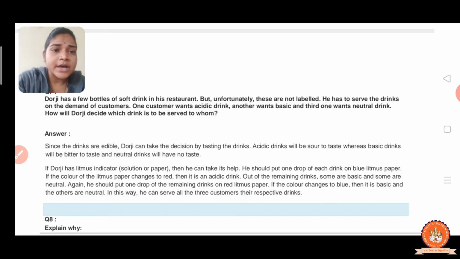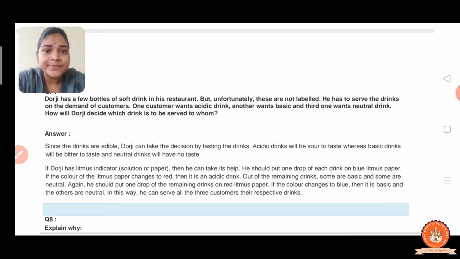See, unfortunately these are not labeled and he has to serve the drink on the demand of the customer. One customer wants an acidic drink, another one a basic drink, and one wants a neutral drink. Now how will Dorji decide which drink is served to whom? And how will Dorji decide which drink is acidic, which is basic and which is neutral?